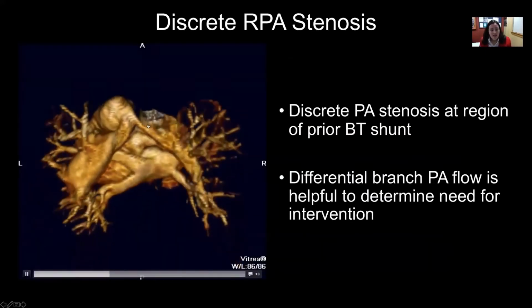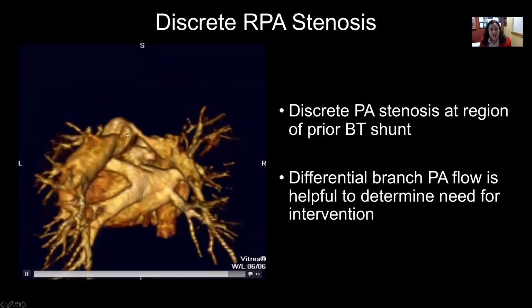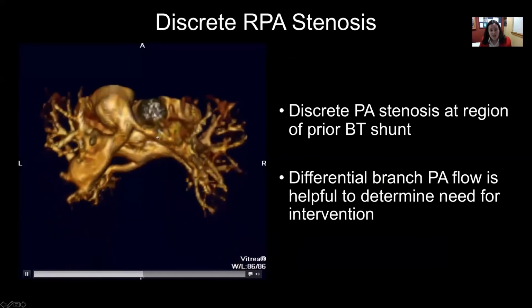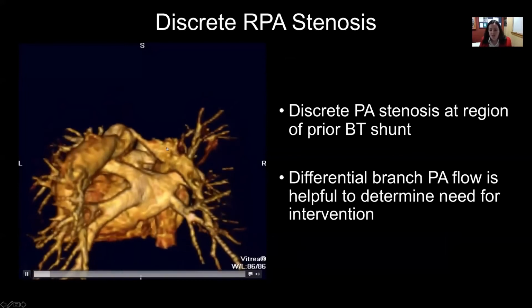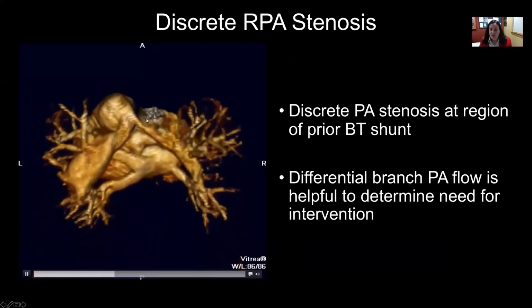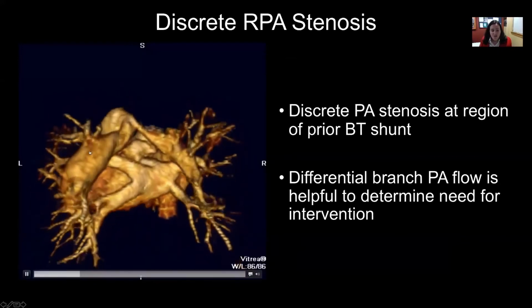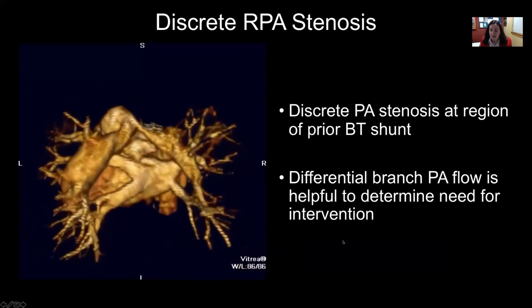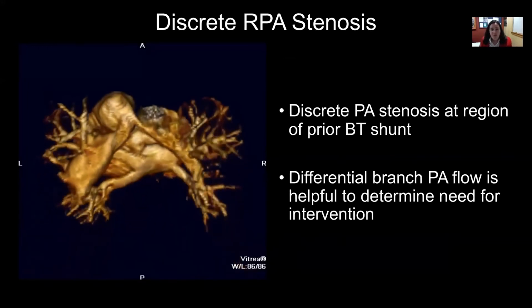When you use gadolinium, you can see differences in branch pulmonary arteries, such as in this patient. This gadolinium reformatted MRA is showing you a small right pulmonary artery. This may be from a prior palliative Blalock-Taussig shunt. Again, we use flow imaging to look at the distribution of flow in both branch PAs. This will help us determine if an intervention would be needed.